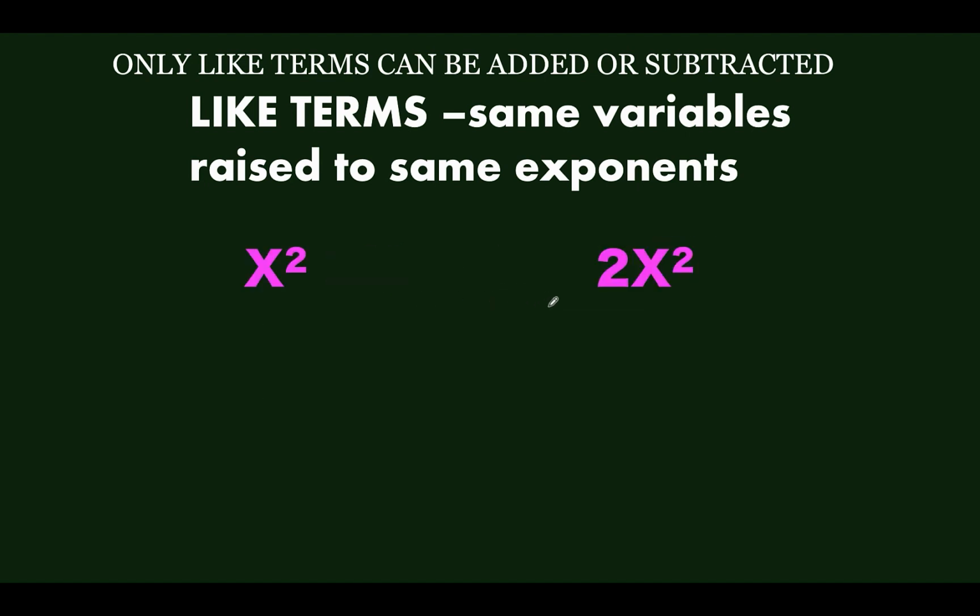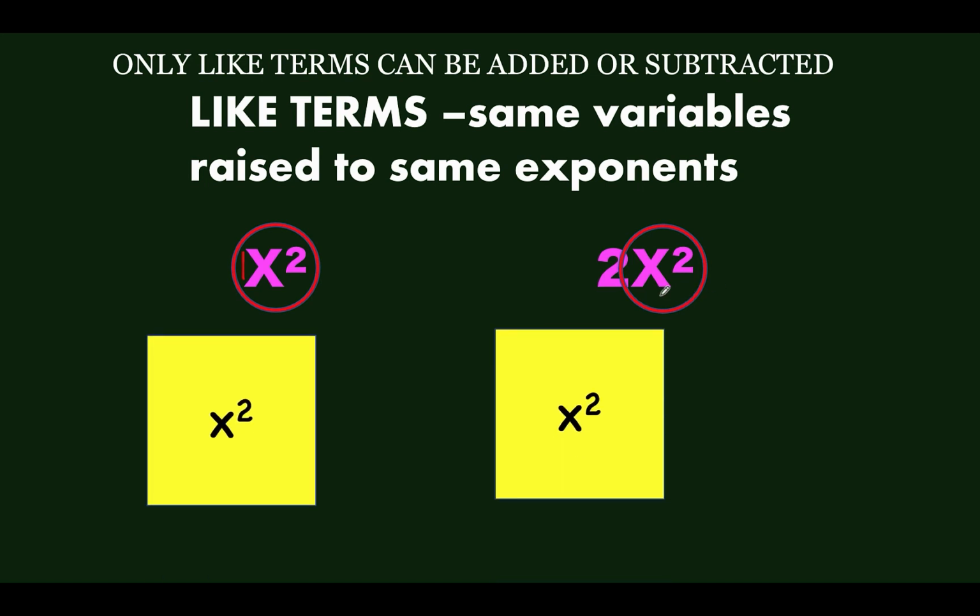Next, x squared plus 2x squared are also considered like terms because you have a variable raised to exponent 2 and another variable raised to the same exponent 2. So we have the same variable raised to the same exponents. The only difference is that the numerical coefficient of x squared is 1 and the numerical coefficient of 2x squared is obviously 2. To get their sum, here is the visualization.